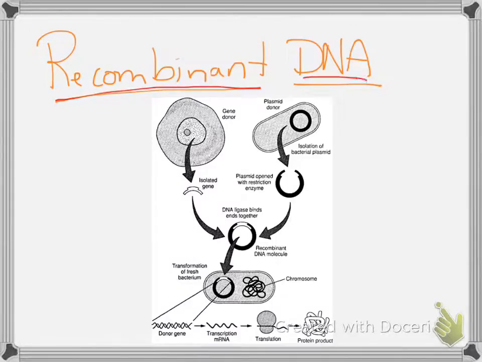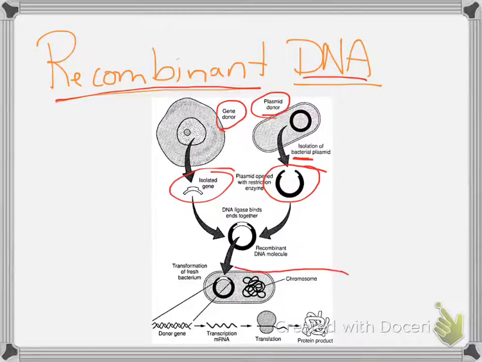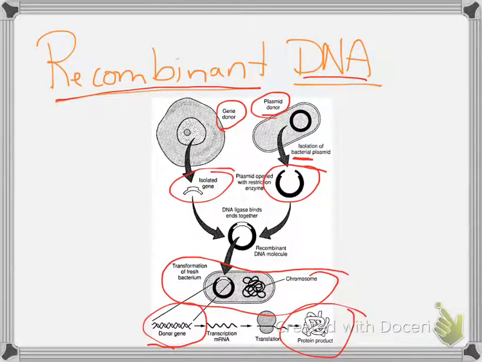So recombinant DNA, this is that taking of the gene and putting it into somewhere else. We actually use a gene donor and then a plasmid donor, which is bacterial in nature. We take the gene that we want, we put it into the plasmid that we've cut open with an enzyme. And we then stick it into a host cell, bacteria cell, and we allow it to divide. And what we have is a donor gene being made over and over again, and then at the end we get the protein product that we want.